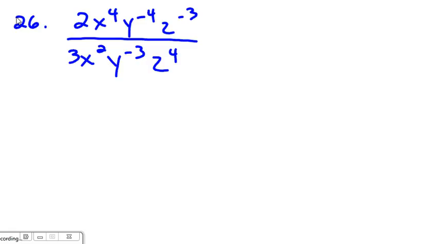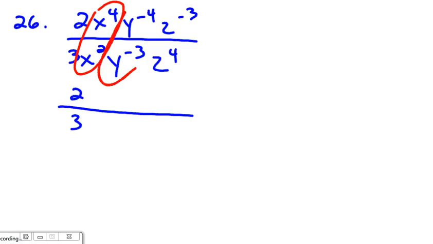First, I'm starting with the 2 and the 3 on the top and the bottom. 2/3 cannot be reduced, so those are going to stay as they are. Now, it looks like I have a bunch of quotient rule or quotient property here. I have x's, I have y's, and I have z's. And I'm dividing with the same base, right? So I apply the quotient rule in each case. X to the fourth over x squared. I subtract the exponents. 4 minus 2 is 2, so I get x squared.